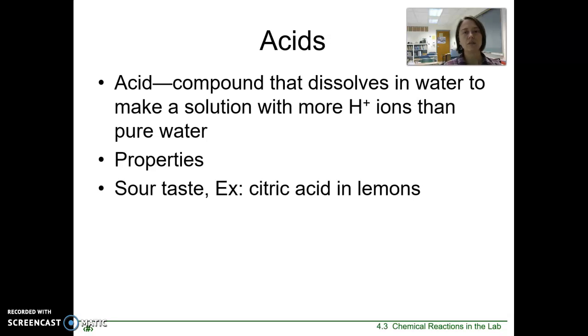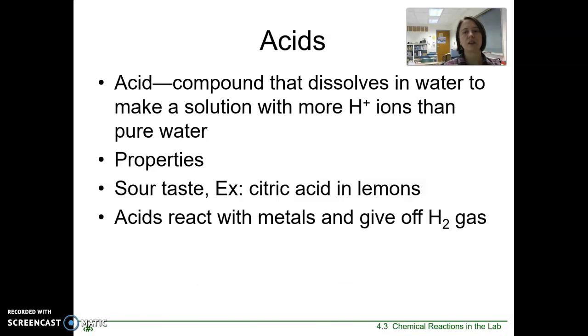They are sour. For example, citric acid in lemons has a sour taste. Also, they react with metals and give off hydrogen gas. So if you put hydrochloric acid and magnesium together, you will get magnesium chloride and then hydrogen gas will be given off.